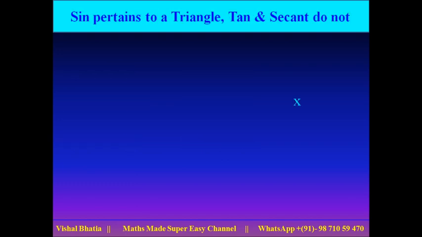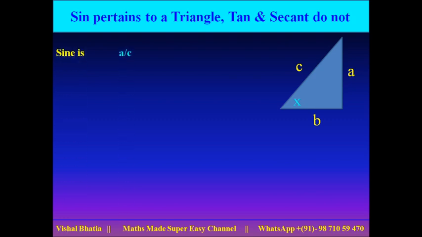This is very interesting. The trigonometric ratio sine pertains to a triangle. Cosine also logically pertains to a triangle. But surprisingly, tan and secant do not pertain to a triangle. Let's look at this right angle triangle over here. We have three sides A, B, and C, and we have the angle as x degrees.